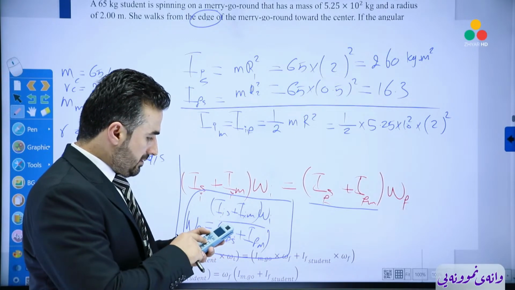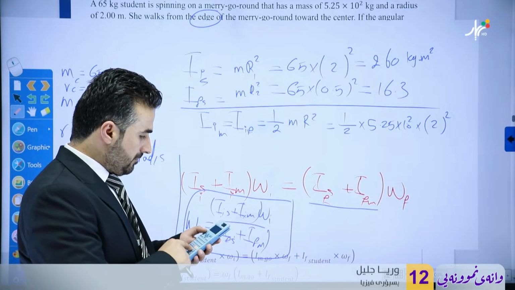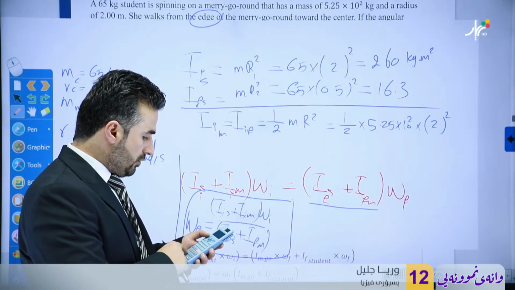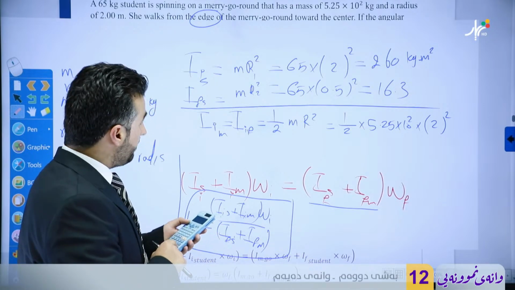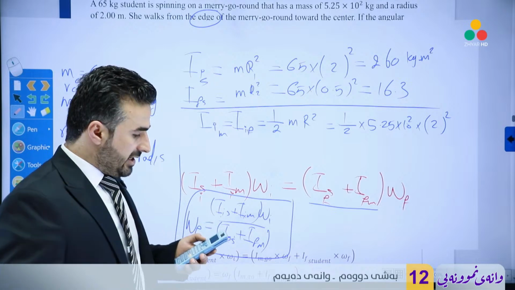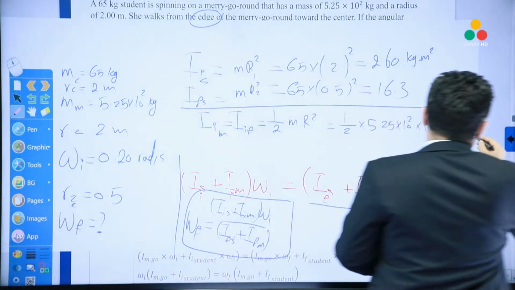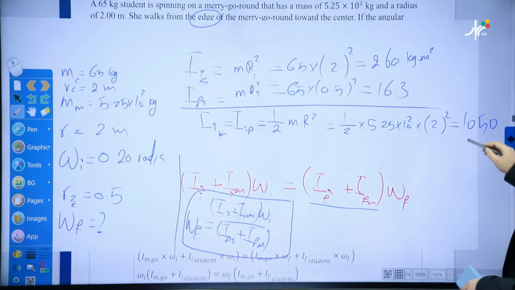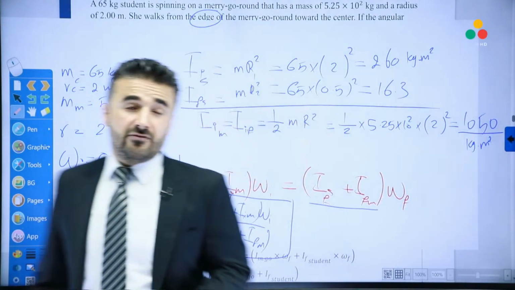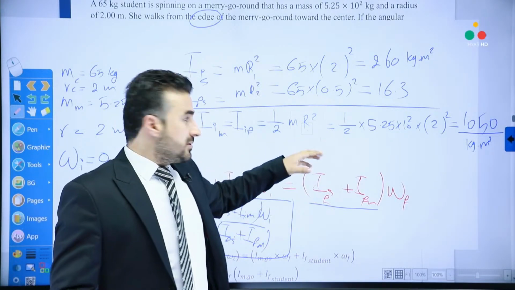Multiplied by the radius squared, which is 2 squared in this case. So 5.25 times 10 to the power 2 times 2 squared. The answer is 1050 kilogram meter squared. So remember this: for the merry-go-round, both the initial and final moment of inertia will be the same, because the radius of the merry-go-round doesn't change.